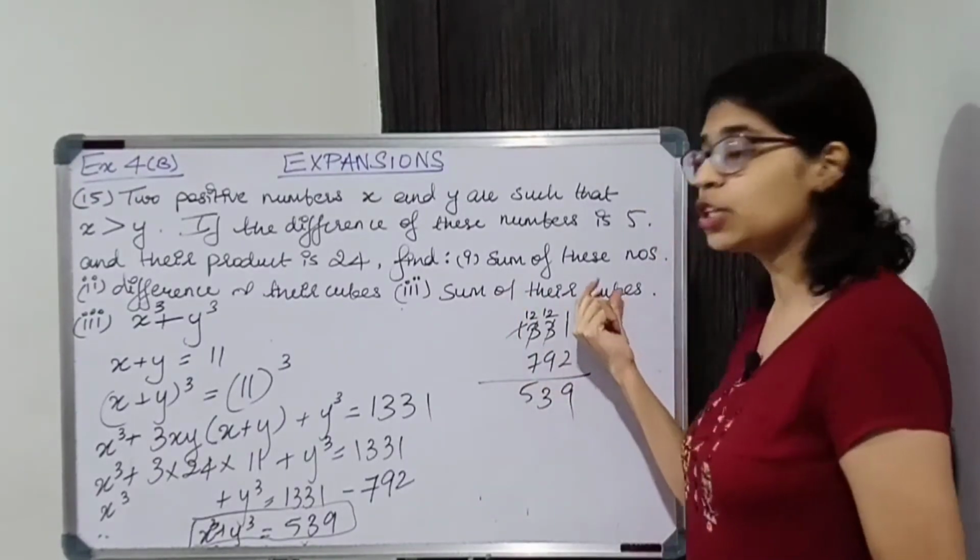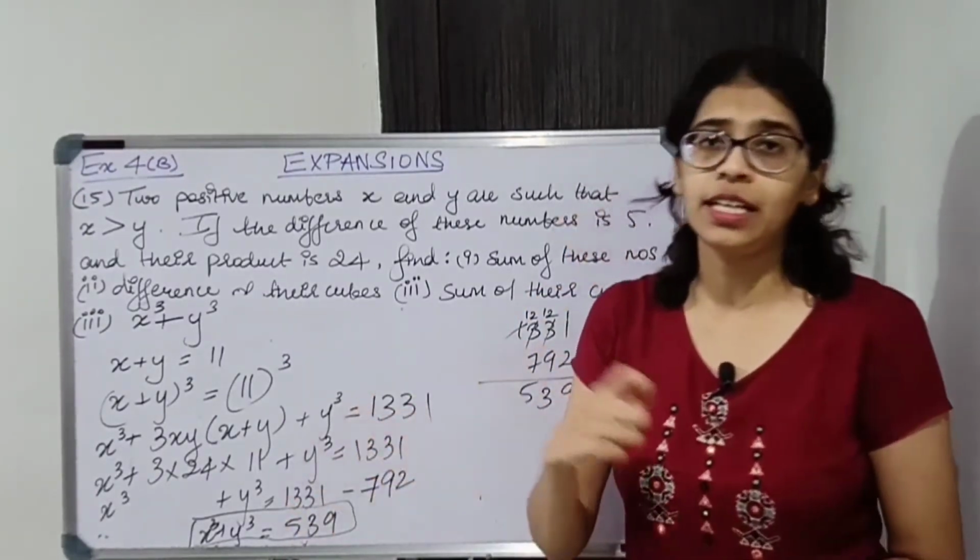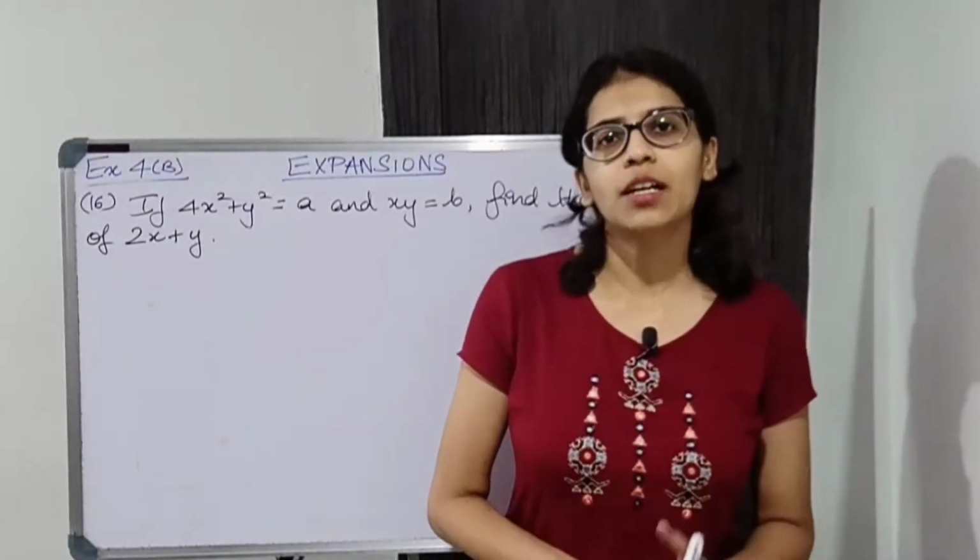The sum of the cubes is 539. Okay. Coming to the next question.